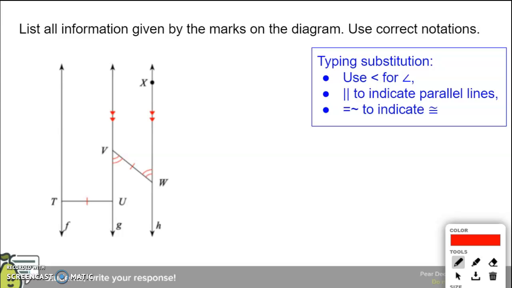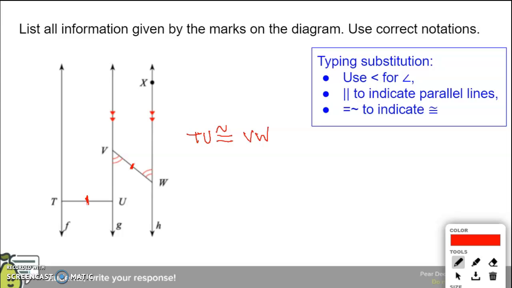Okay, so now what are we told? Well, we're told that this side, they have the same measure. So how can we write that? We're talking about the side measure TU being exactly the same, or congruent to VW. Okay, so we would use the congruent symbol. Now, if you said WV, that does not matter. That's the same thing. VW and WV are the same thing. Okay, so we've taken care of that.